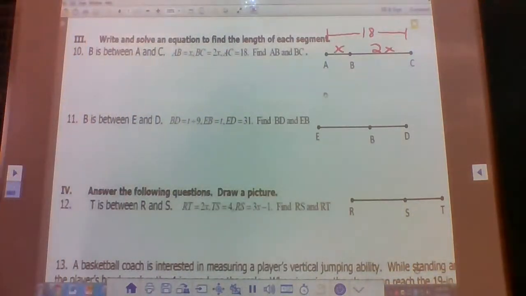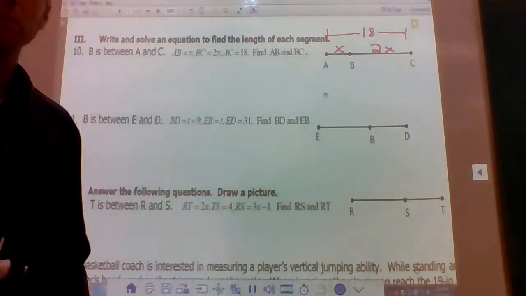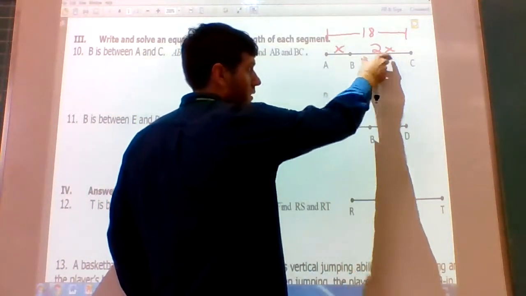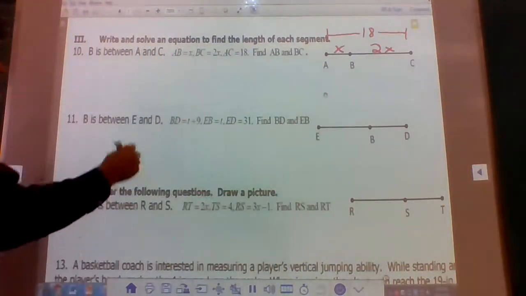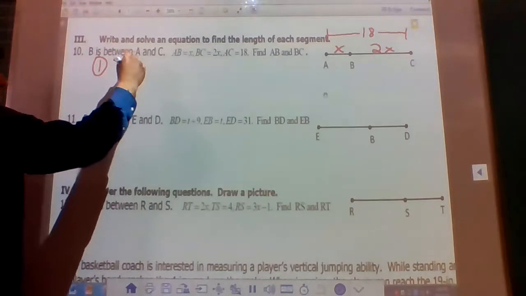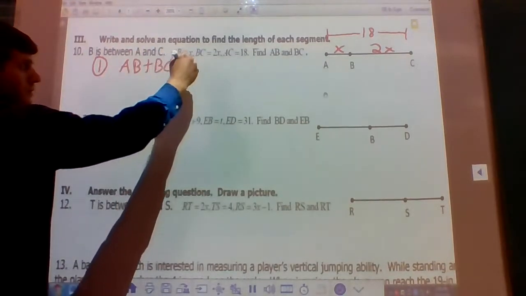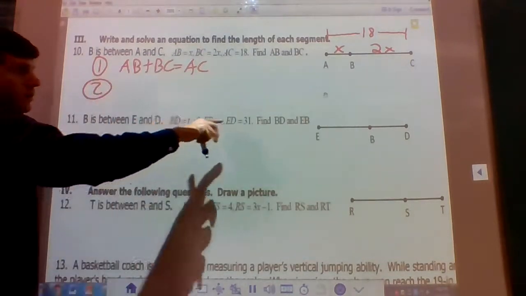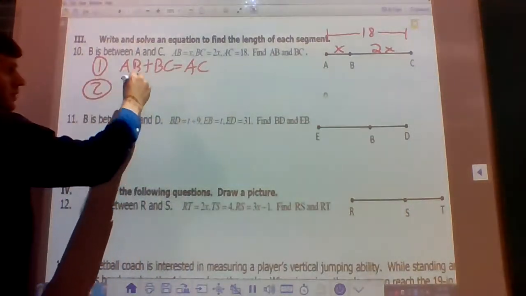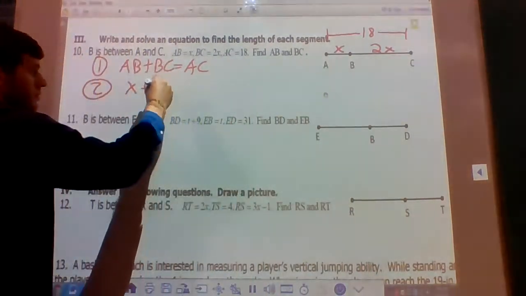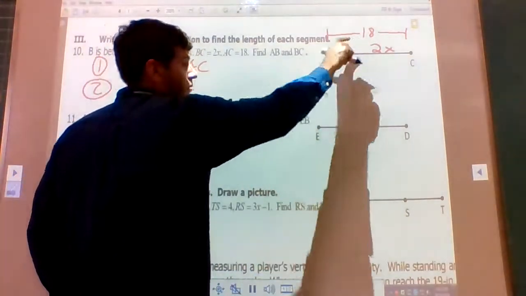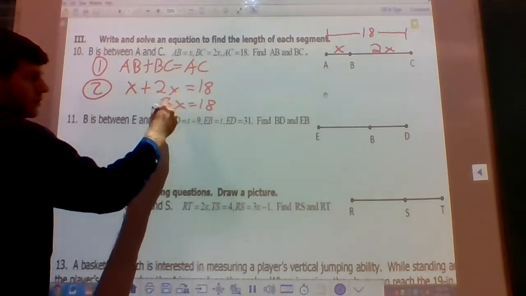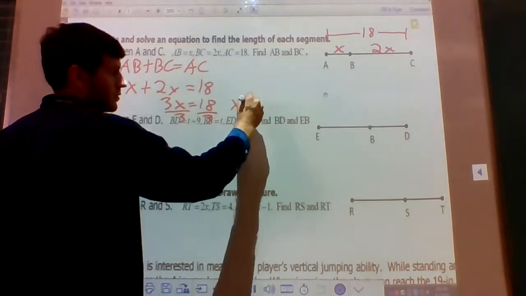So our segment addition postulate says that if B is between A and C, then AB plus BC equals AC. So essentially the first piece, which is AB, plus the second piece, which is BC, equals the whole thing. So step one, let's write out our equation: AB plus BC equals AC. Step two is to substitute in what we know. We know AB is X. We know BC is 2X. And we know AC, the whole thing, is 18. So X plus 2X gives us 3X, and then we can divide by 3, and we get X equals 6.